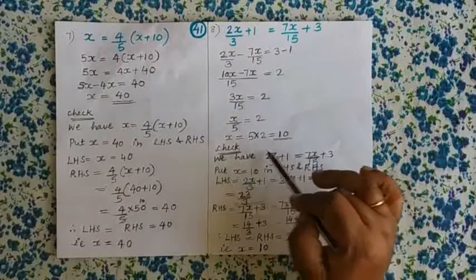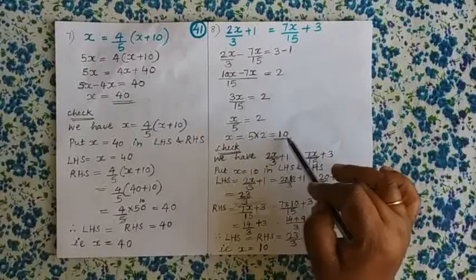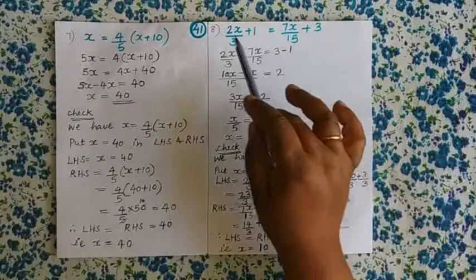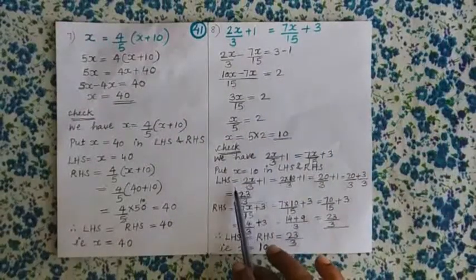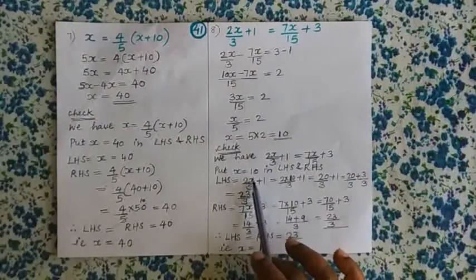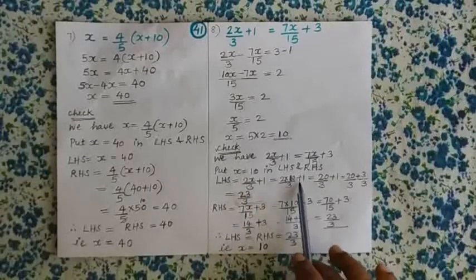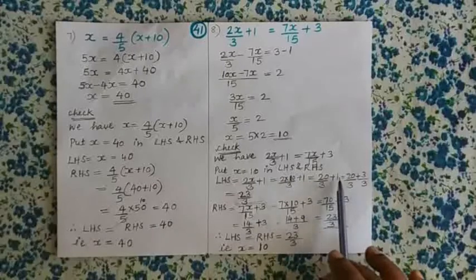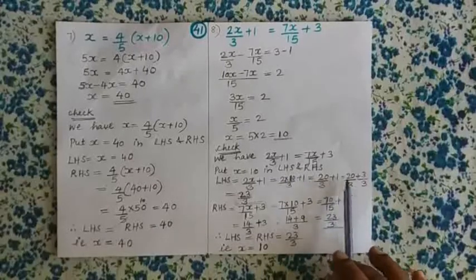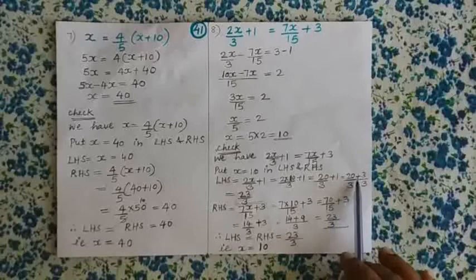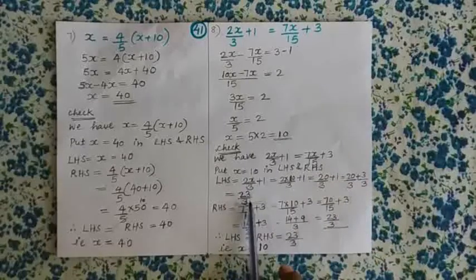Now checking we are doing. That means we are putting the value of x equal to 10 in LHS and RHS. Let us first put it in LHS. What is LHS? 2x by 3 plus 1. That means 2 into 10 by 3 plus 1. 20 by 3 plus 1. You can write this 1 as 3 by 3. So what is that? 20 by 3 plus 3 by 3. So the answer is 23 by 3.